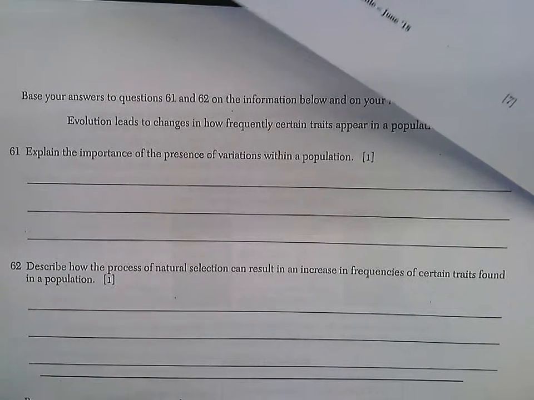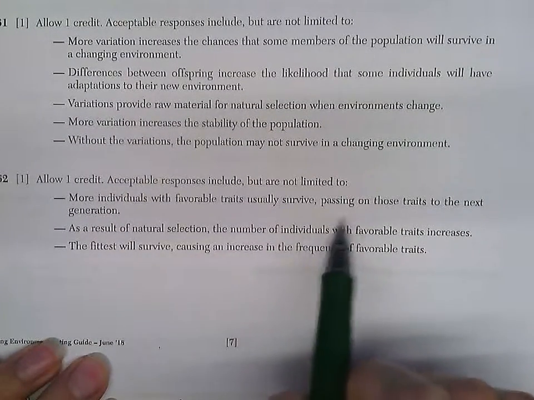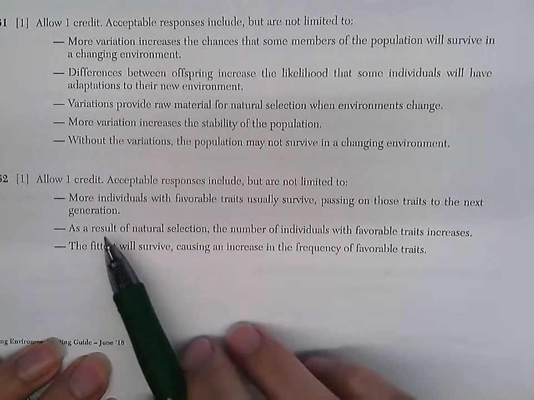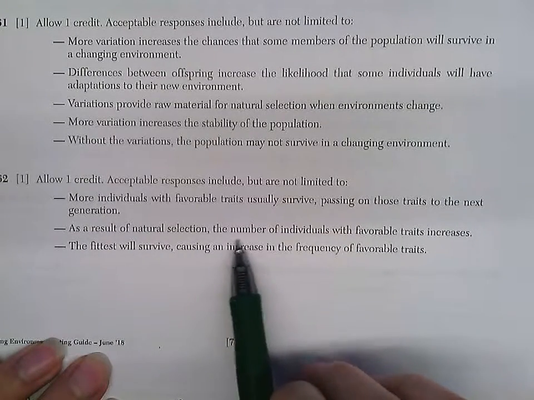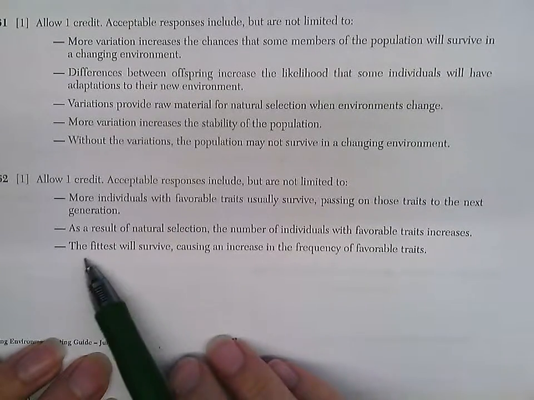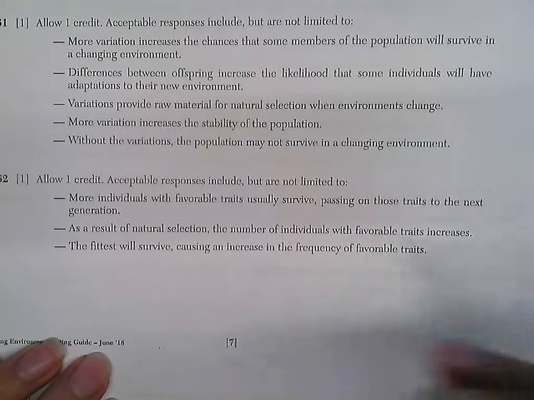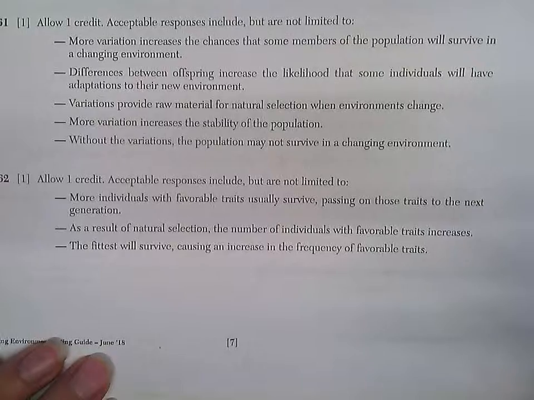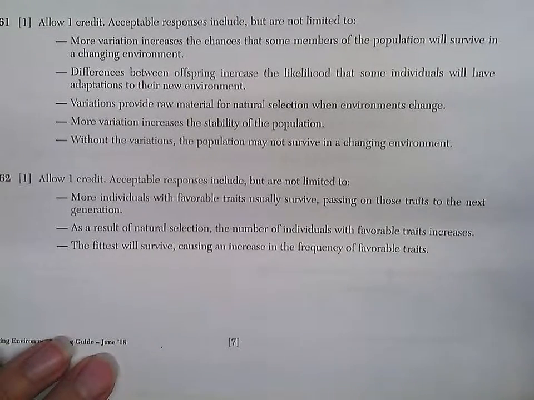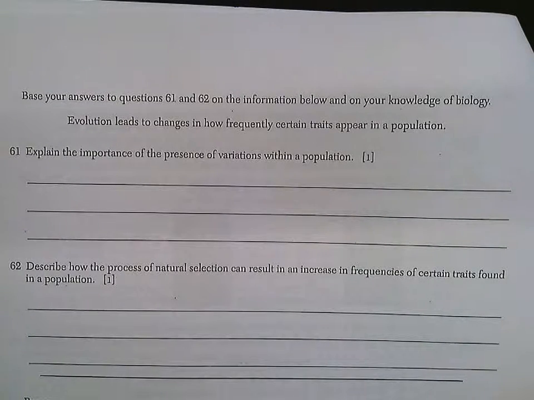And then in terms of how does this fit into natural selection, that's when your environment changes. So we've got individuals with favorable traits usually survive. They pass those traits on to the next generation. As a result of natural selection, the number of individuals with favorable traits increases, or the fittest will survive, causing an increase in frequency of favorable traits. So it's all about how is your environment changing? How do the traits that you have help you survive in that changing environment? So that is questions 61 and 62.